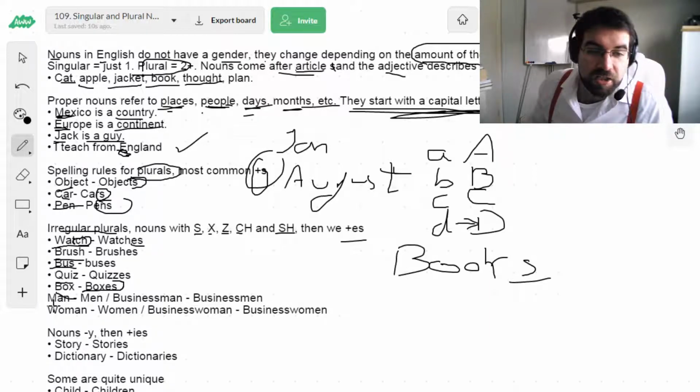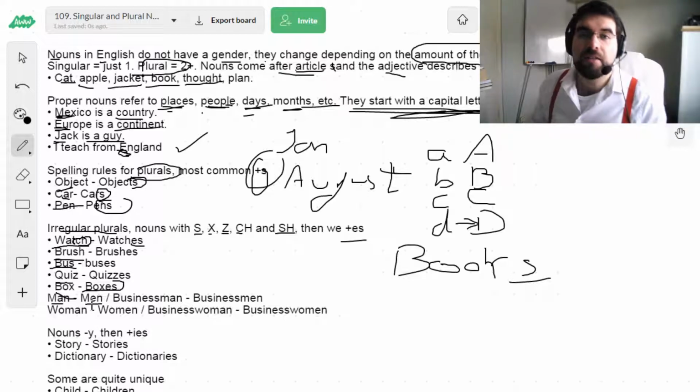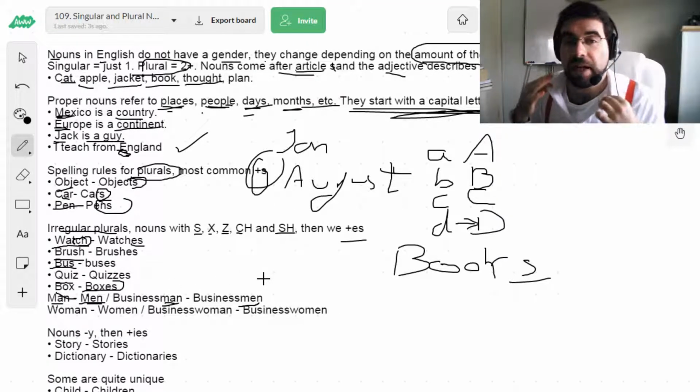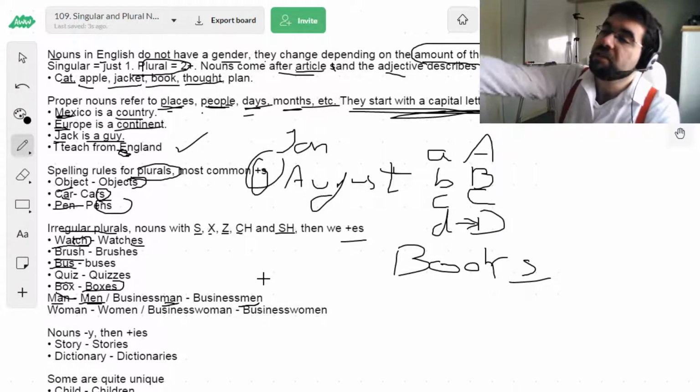They change in their own complete way, like man and men. Man for one, men for more than one. Again, irregular. Businessman, and it's followed through the rule, man and men, for example. Businessman, businessmen. I am a businessman. They are businessmen.